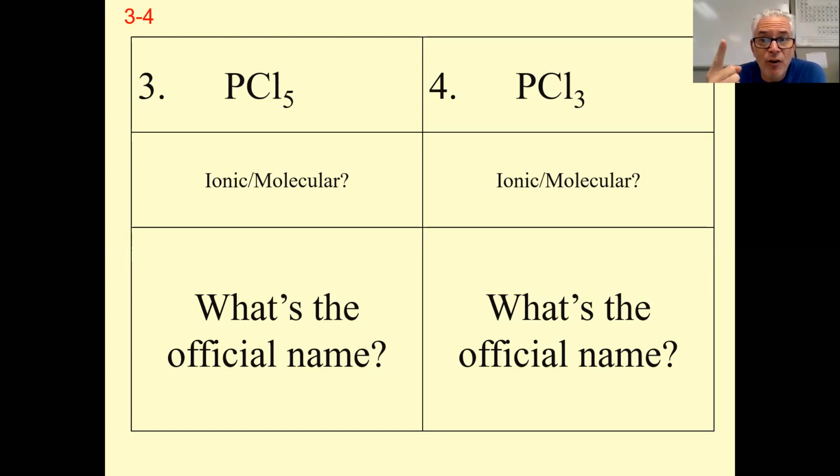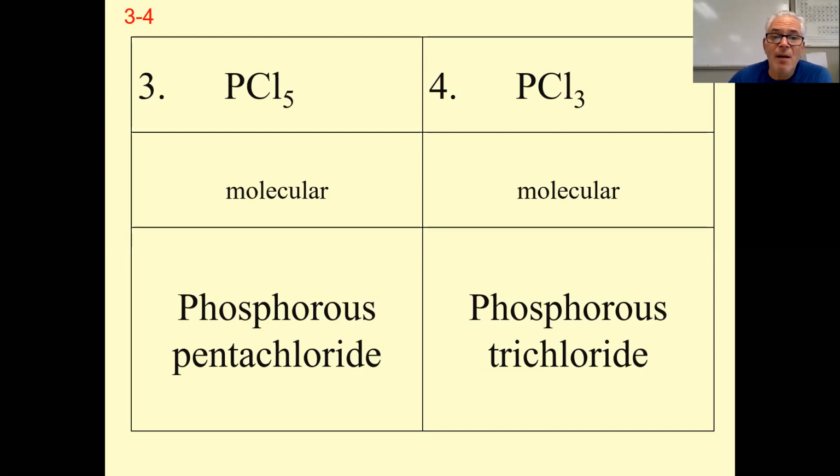So it's going to be the first name rule. If it's a single atom, just say the name of it. Phosphorus. How many chlorines? 5. How do we say 5? Penta. Phosphorus pentachloride. And the other one? 1 phosphorus again. Phosphorus trichloride. 2 molecular compounds. One is called phosphorus pentachloride. The other one is called phosphorus trichloride.